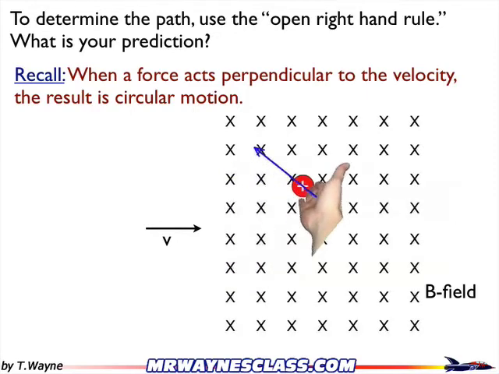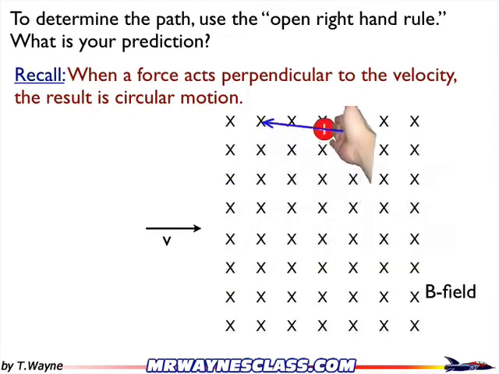See the arrow coming out? It's the radius of the circle, and the thumb's the direction of the motion, and the force is always perpendicular, and the fingers are matching up with the field. So let's look at this a little bit.